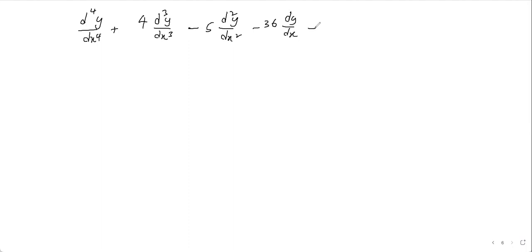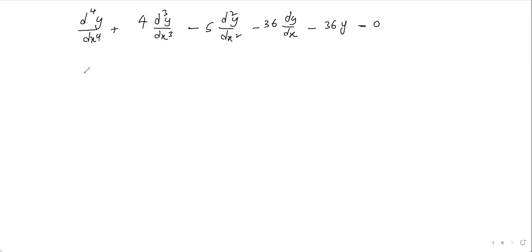Let us solve another problem. Now this is d power 4 y by dx power 4 plus 4 d cube y by dx cube minus 5 d square y by dx square minus 36 dy by dx minus 36y is equal to 0.